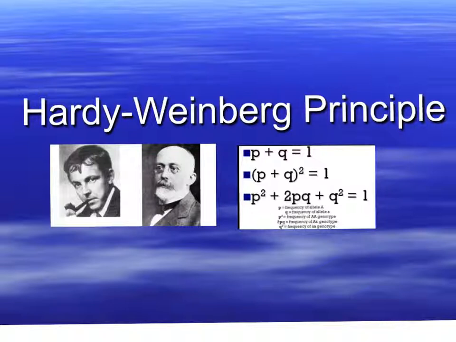That was originally known as the Hardy Principle until around 1943, when it was pointed out that in 1908 a German physician by the name of Wilhelm Weinberg had also come up with the same conclusions independent of Hardy. And so today this is known as the Hardy-Weinberg Principle in honor of the two individuals who developed this mathematical principle to help calculate genotypic frequencies within a population.